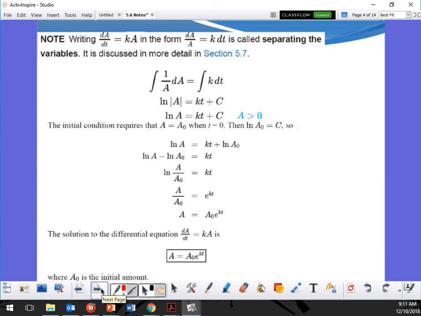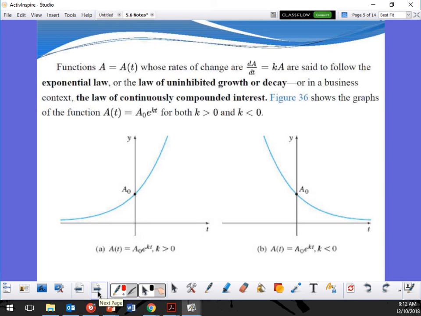So this is actually the work for it. When I taught this last year, I was trying to explain how to actually get all this. Just go down to here. A sub naught is my initial. A is my end result. e to the kt is the rate times time. K is the rate, t is the time. So right here, k greater than 0 is a growth, and k less than 0 is a decay.